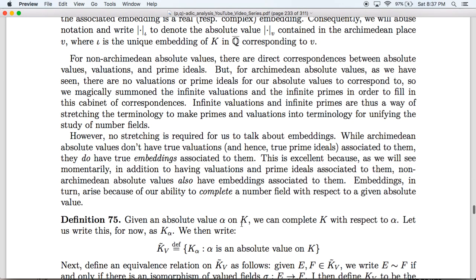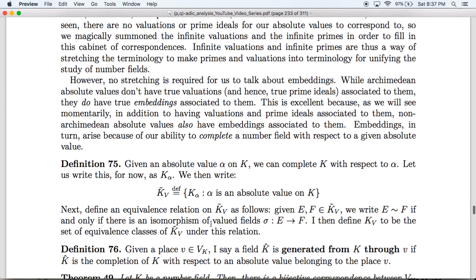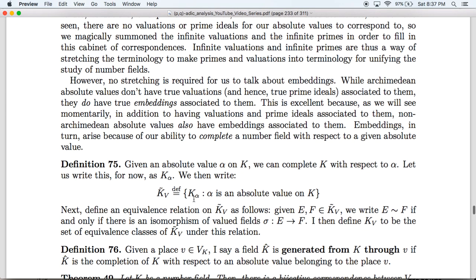Given an absolute value alpha on K, we can complete K with respect to alpha as a metric space. And then for now, let us write this as K sub alpha. We then write K twiddle sub V as the set of all completions of K such that alpha is an absolute value. Now note here, our absolute values are going to have equivalences between them depending on what place they belong to. So we're going to use the equivalence relations among absolute values to give ourselves an equivalence relation among completions. In particular, given two completions of K, I will say that they are equivalent if and only if they are isomorphic as valued fields.